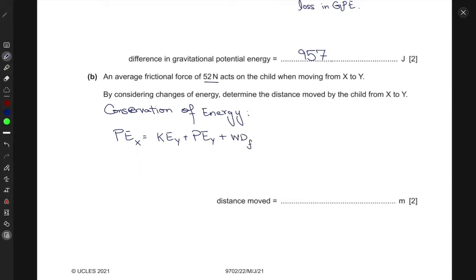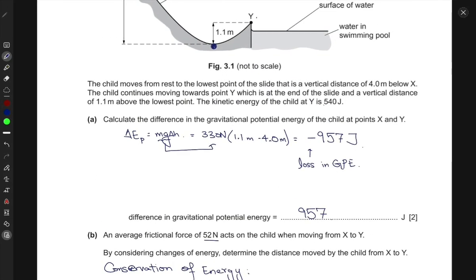Now the potential energy at X would be mg times the height at X. So mg is 330 newtons and the position at X is 4.0 meters. Now the kinetic energy at Y is specified in the question. It was 540 joules, this one.